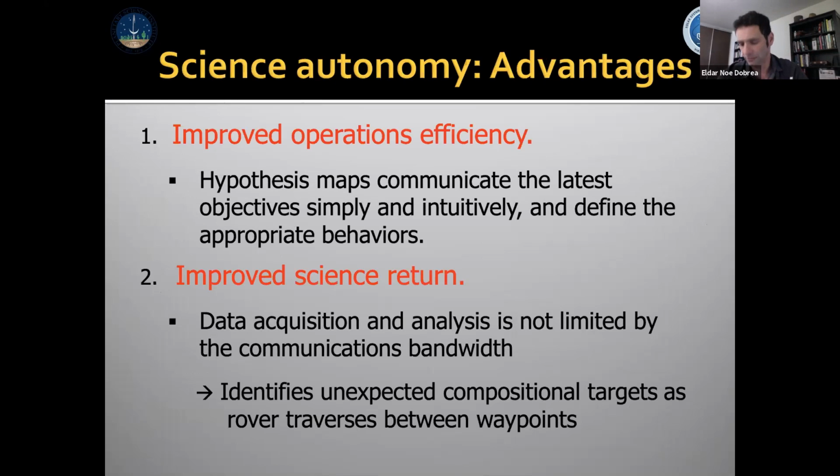So what we perceive would be advantages here would be, first, improved operational efficiency, right? Since the hypothesis maps communicate the latest objectives simply, and identify the appropriate behaviors, the rover does not need to wait for instructions on every step of the way. And then we expect an improved science return, because the rover is going to be able to acquire a lot more data than it can transmit back to the Earth. So even as it's traversing from one point to the next, it is continually performing observations, which would not have been done in a more standard paradigm of rover exploration. Next, please.